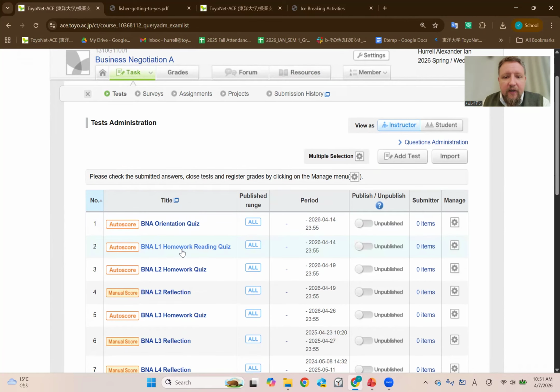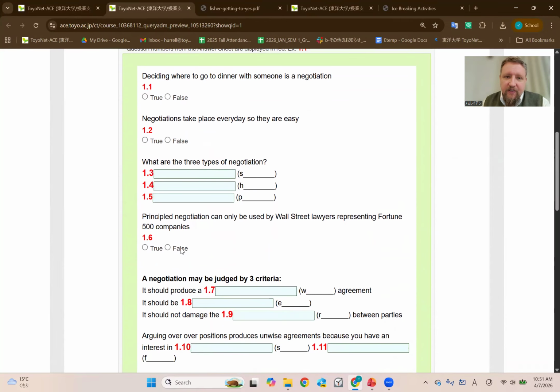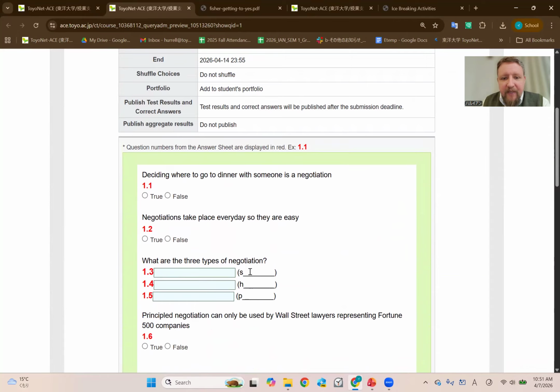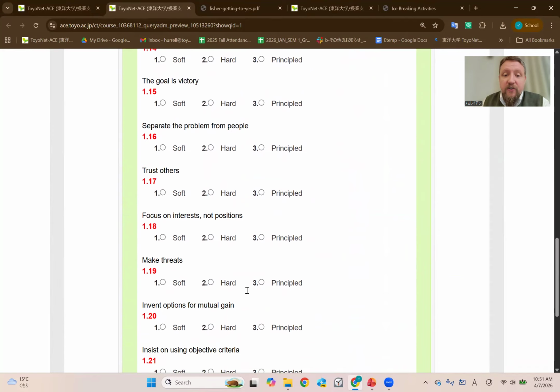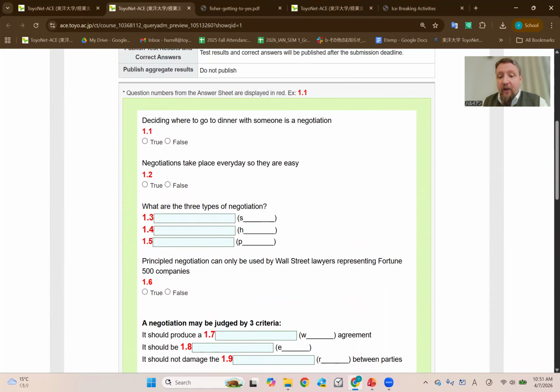Then you click on the homework reading quiz here, and then answer the questions. Once again, be careful with the questions where you have to write a word: use the correct case, either the capital letter or small letter. Please answer all these questions. All of the answers to these questions can be found in the homework reading here.